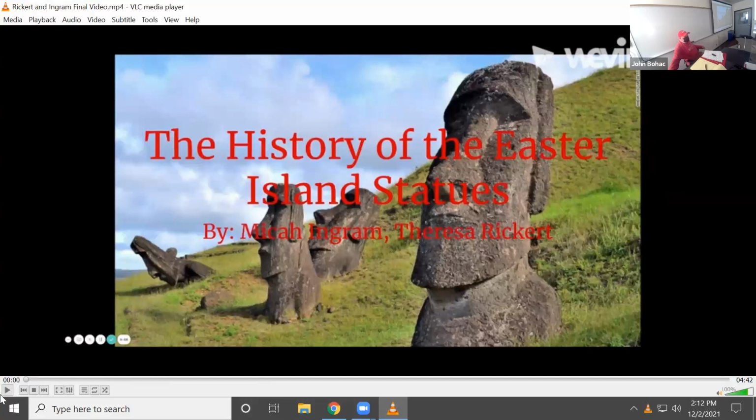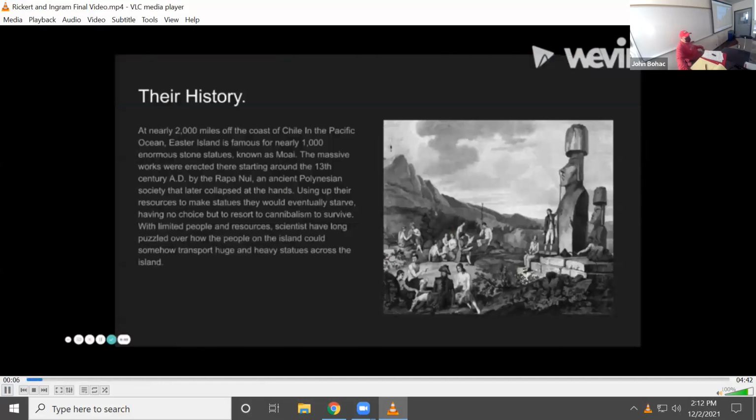So Easter Island. The history of the Easter Island statues, by Megan. Two thousand miles off the coast of Chile in the Pacific Ocean, Easter Island is famous for nearly 1,000 enormous stone statues known as moai. Massive works were erected there starting around the 13th century AD by the Rapa Nui.